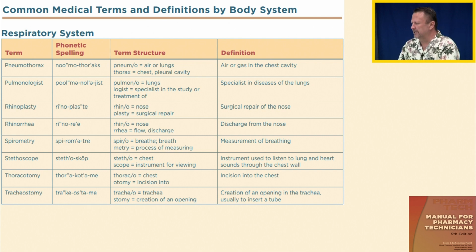A thoracotomy is a surgical incision into the chest. Tracheostomy is creating an opening in the trachea to open an airway. And so if somebody has a major facial injury or they're going to be on a ventilator for a long time, we'll do a tracheostomy.